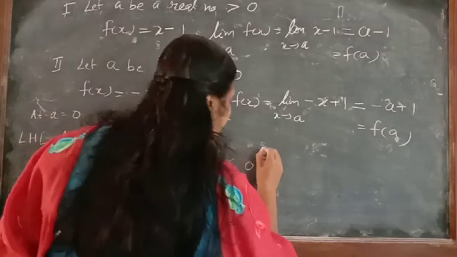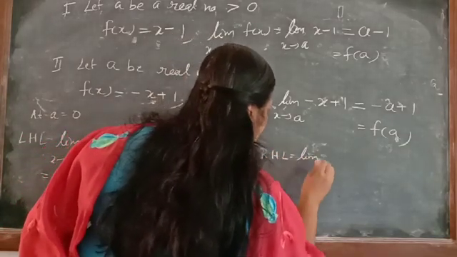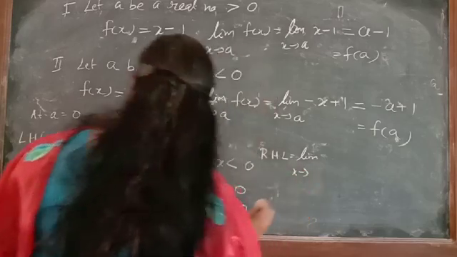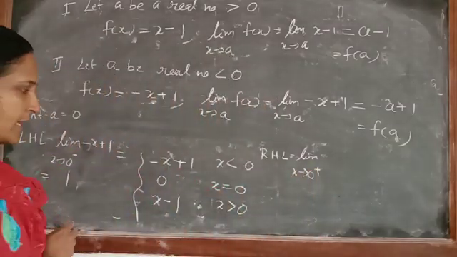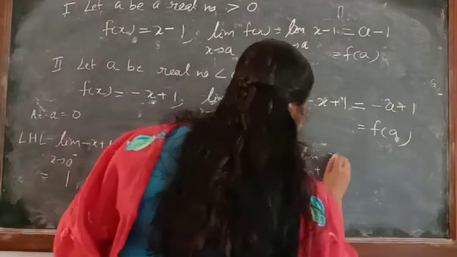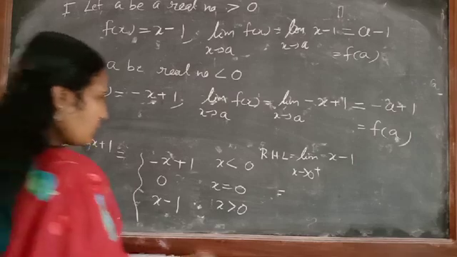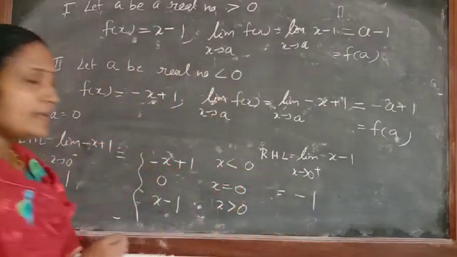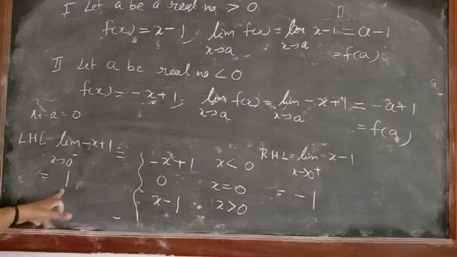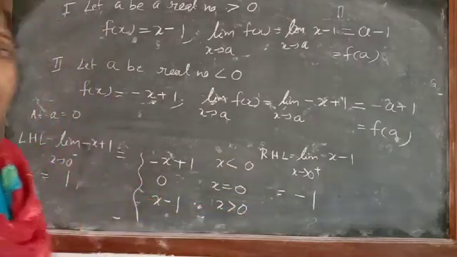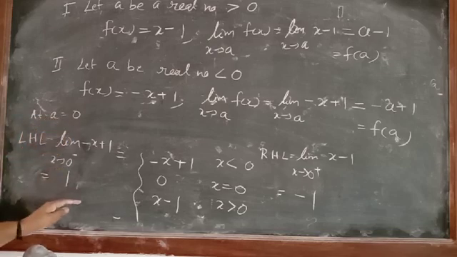Similarly, we will calculate the right hand limit also at a is equal to 0. Then we will get limit x tends to 0 plus. Which function will we take? Yes, we will take the function x minus 1. So just substitute x equal to 0, what will come? We will get the limit answer minus 1. Left hand limit is plus 1, right hand limit is minus 1. At which point? At a is equal to 0.